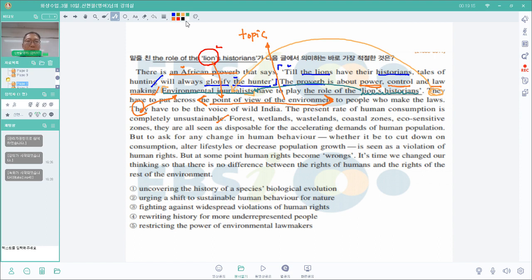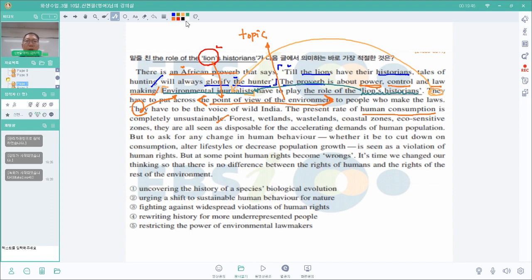The speed at which humans are consuming our nature, our environment, is completely unsustainable. It's too quick, too fast. We are consuming our nature too quickly, so we cannot possibly sustain our consumption forever. In the near future, our nature, our environment will be depleted. Our nature will disappear. Okay?